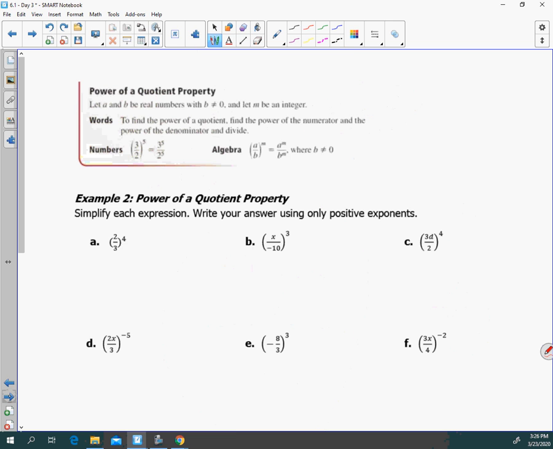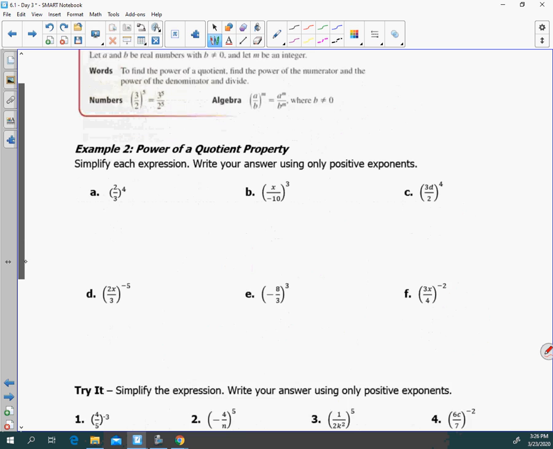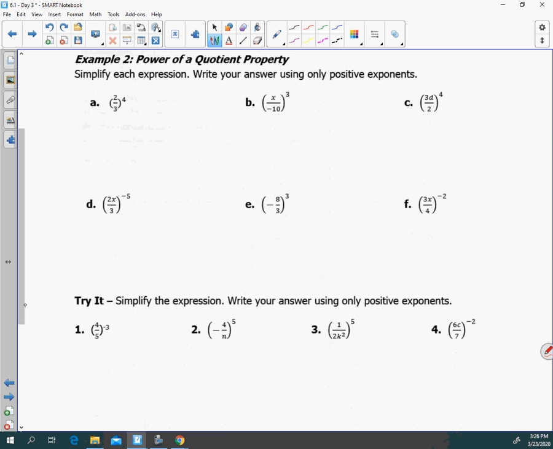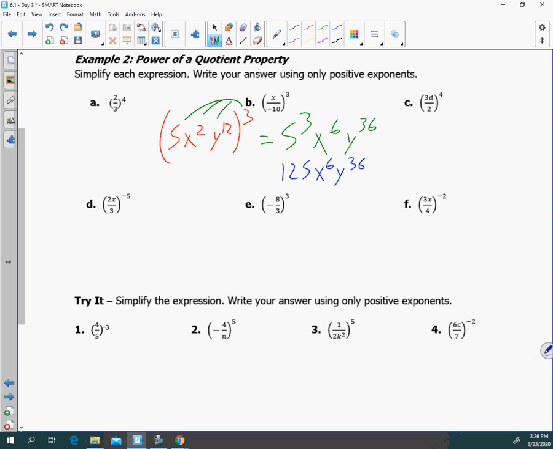Is there any more notes on this one? Oh, there is. Power over quotient property. I'm going to keep working through this because you guys can do this, but this is the same thing. We've already done this. If I had 5x squared y to the 12th to the 3rd power, the answer would be 5 to the 3rd x to the 6th y to the 36th, right? And then we'd simplify that down to 125 x to the 6th y to the 36th. That would be the answer here.